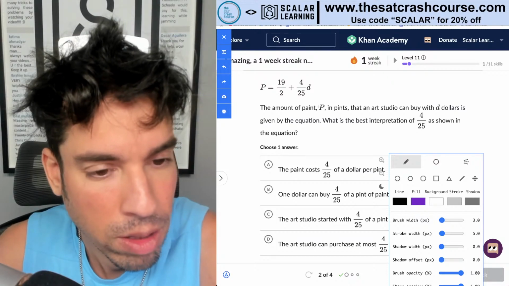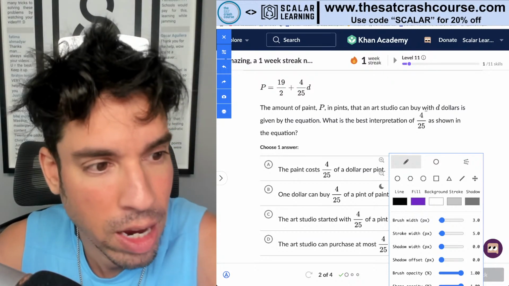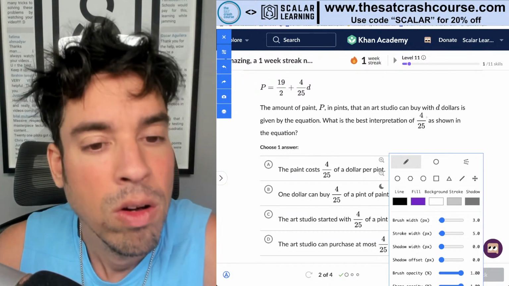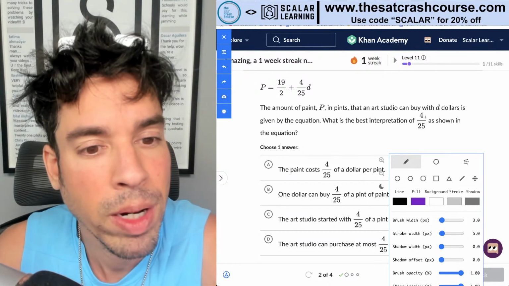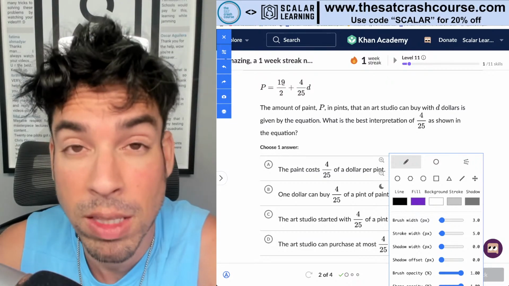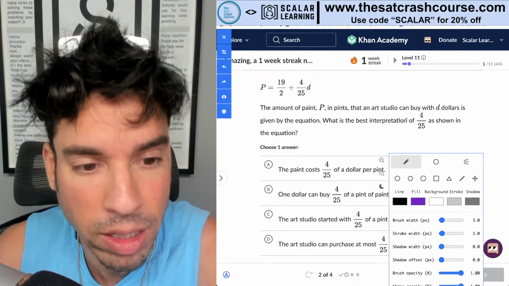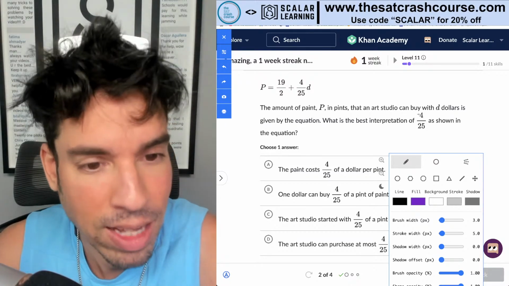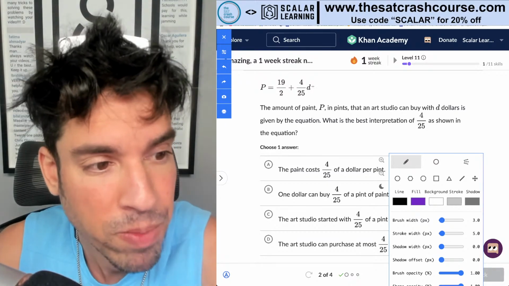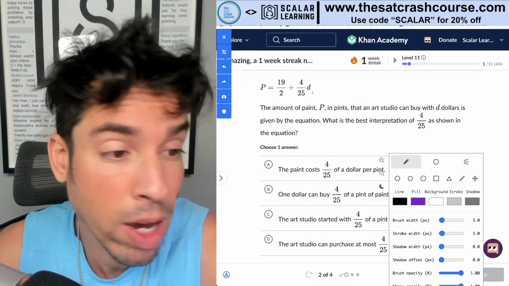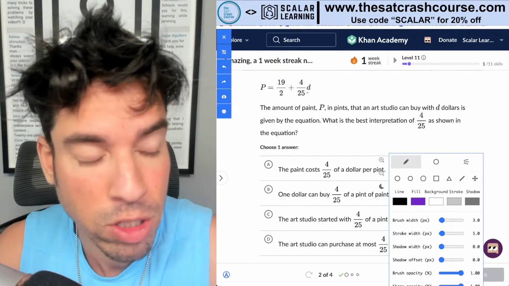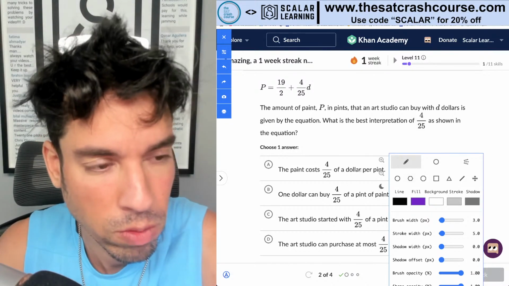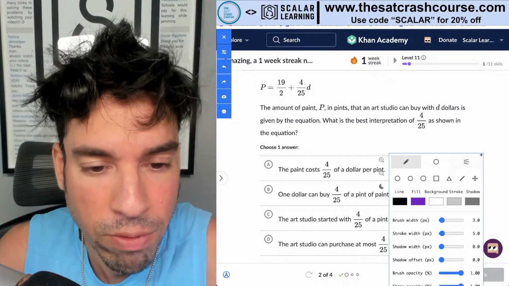Hold on, now let me read it again. So to me, this is saying we're getting 4. Wait, can buy with D. So they must already have. This is the amount they must start with, and this is the amount per dollar they can get. So we can get 4/25 gallons of paint per dollar, right? Because if you have $1, you get 4/25. If you have $25, you'd get 25 times that, which would be, I think actually 25. Or no, it would be 4. Sorry, 4 more gallons of paint.